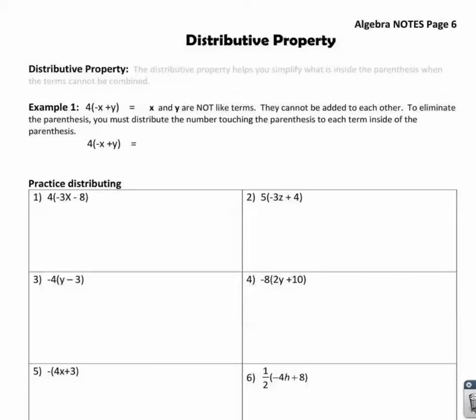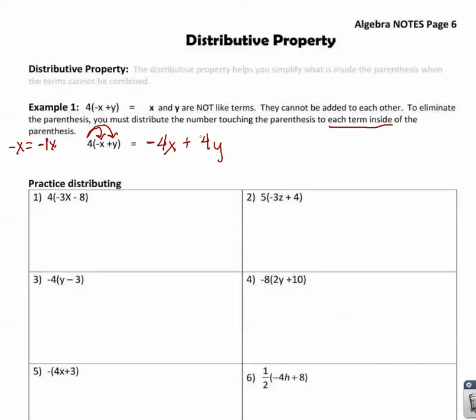So to eliminate the parentheses, you must distribute the number touching the parentheses to each term inside the parentheses. So for example, I'm going to multiply 4 times negative x to get negative 4x, because remember this negative x over here is the same thing as negative 1x. So 4 times a negative 1 is a negative 4. Plus 4 times y, which is 4y.